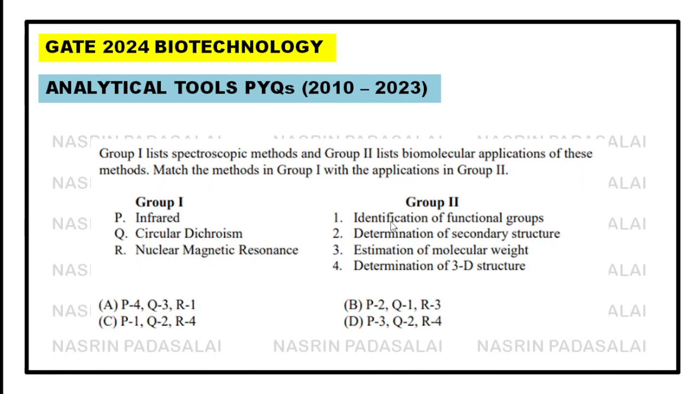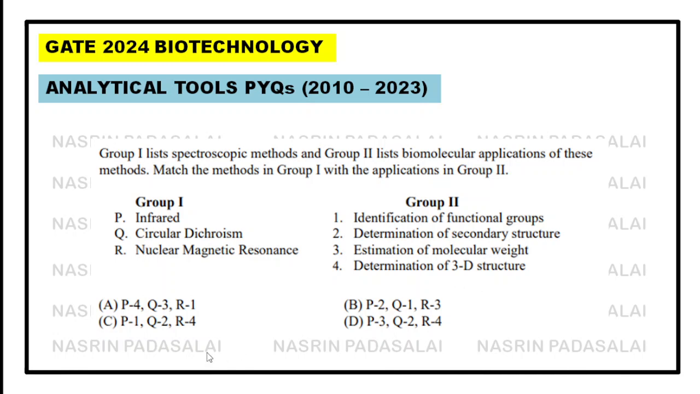Next is also a simple question, match the following. Infrared spectroscopy is employed for identifying the functional group, circular dichroism is employed for determining the secondary structure, and NMR is used for determining the 3D structure. So the correct answer is option C.